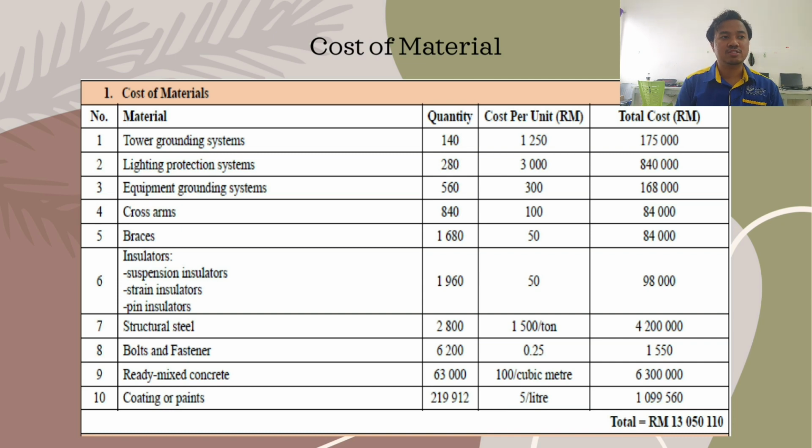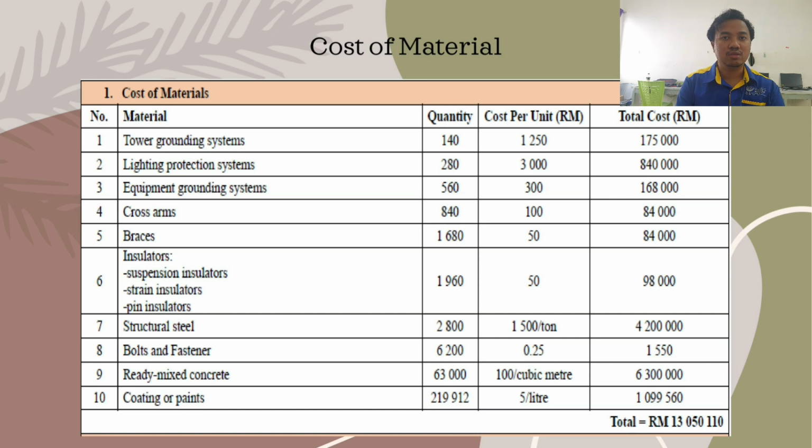Moving on with the lightning protection system, the quantity of it is 280. Equipment grounding system, which is 560. Cross arms, the quantity of it is 840. Braces is 1,680 quantity. Insulators, including suspension insulators, strand insulators and pin insulators, total of all of it is 1,960 quantity. The structure steel is 2,800 quantity. Bolts and fasteners, the quantity of it is 6,200.